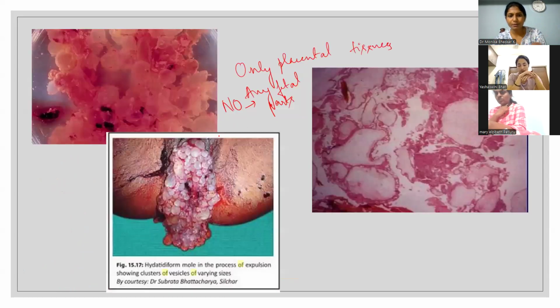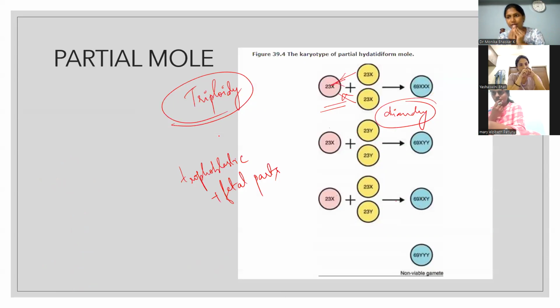Next, there are only grape-like vesicles and there is diffuse proliferation of the trophoblastic tissue. Unlike this, in the partial mole there is an oocyte component, that is 23X, present, but there are two sperms which are fertilizing a single ovum.